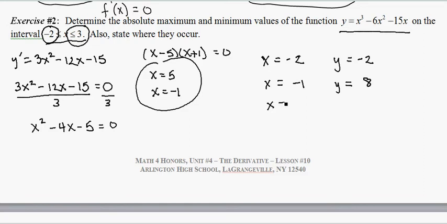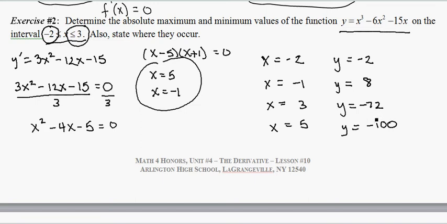What's our next one? x is equal to 3. Our y value is equal to a whopping negative 72. And finally, our x value of 5 gives us a y value of negative 100. So this is our list.